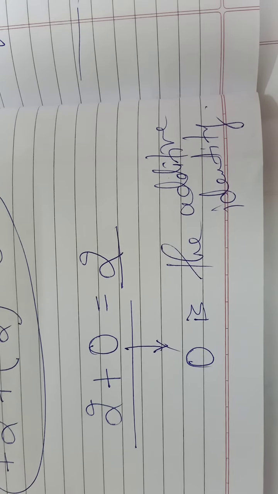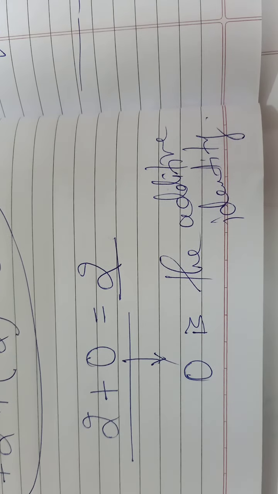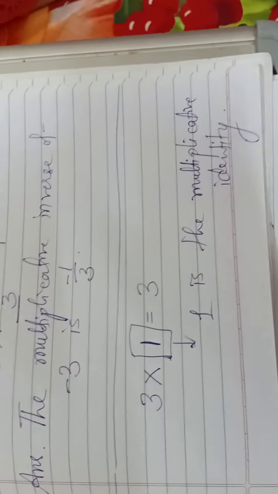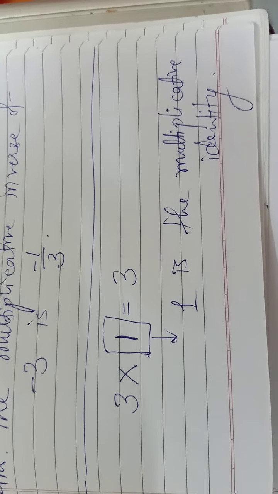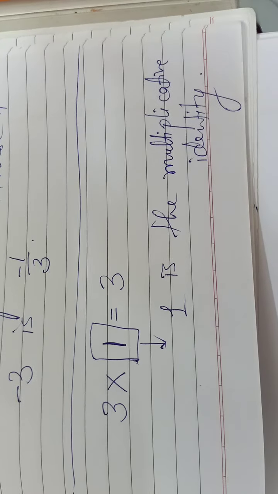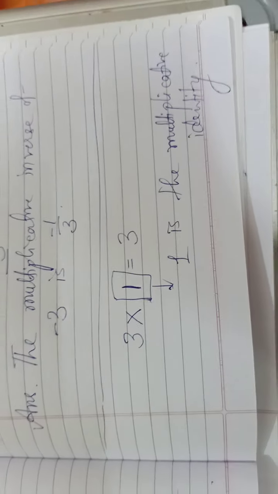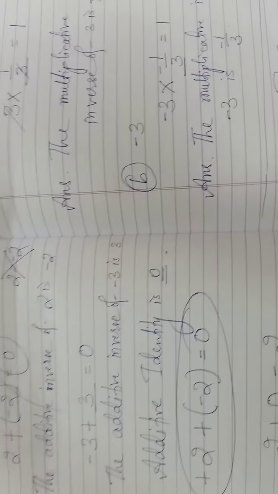Okay, so you must have noticed that 0 is the additive identity, because any number when added with 0, the answer is the number itself. For that, 0 is the additive identity, and 1 is the multiplicative identity, because if you multiply any number with 1, you get the number itself as the answer. So 1 is the multiplicative identity. These are the 4 things which I told you today. Okay.